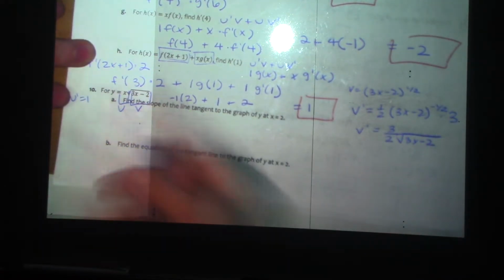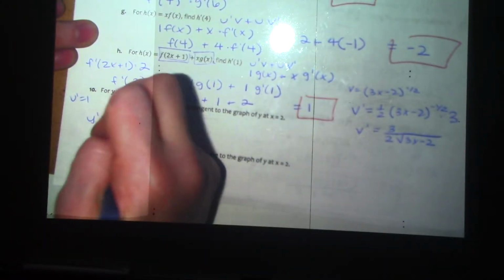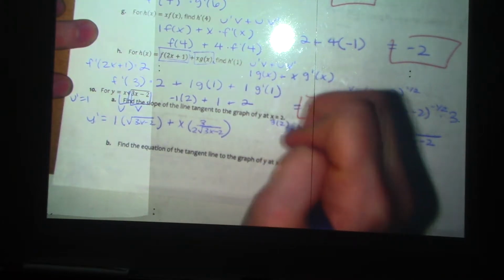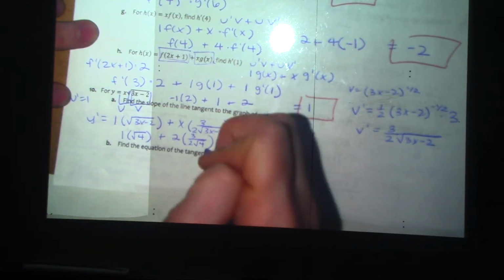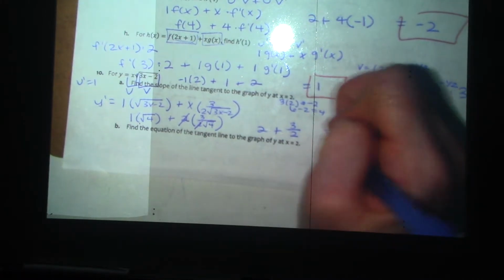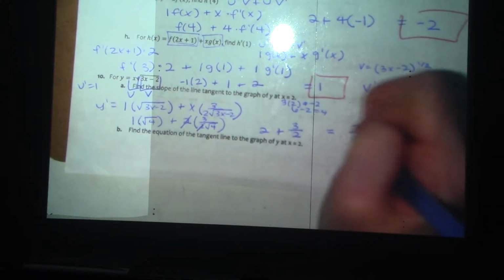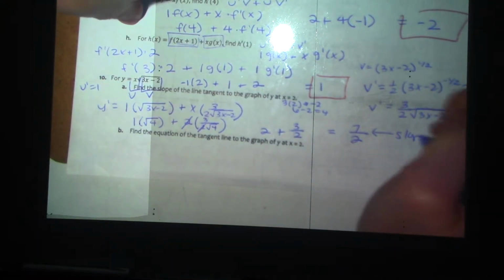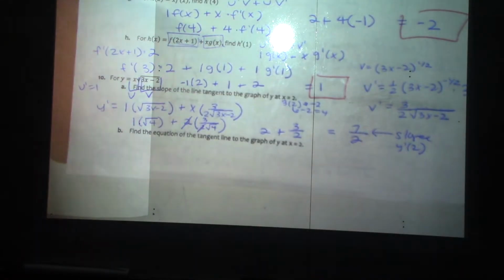And then now we're finding the derivative. So y prime is u prime 1 times v, square root of 3x minus 2, plus u, v prime, which we just said was 3 over 2 root 3x minus 2. And then now we're plugging in our x value. So 3 times 2 minus 2 is 6 minus 2, which is 4. So this is just 1 root 4, plus x value of 2 times 3 over 2 root 4. Root 4 is just 2, so 1 times 2 is 2. These 2's cancel out. 3 over root 4 is just 3 over 2. And then that gives me 3.5, so 7 over 2. So this is my slope, because that is what the y prime at 2 is. Whew.